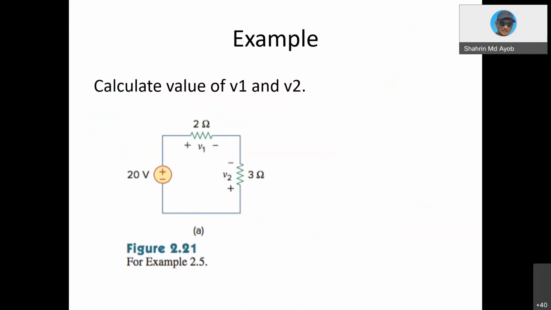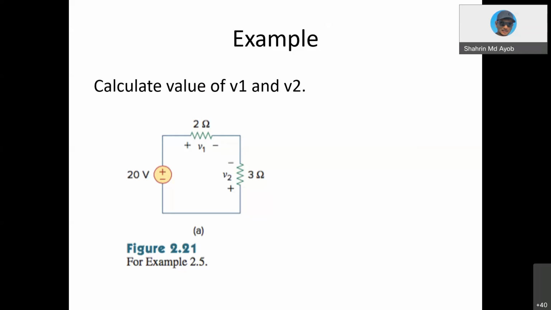So we have this example. Calculate, this one is quite tricky. Calculate the value of the voltage drop across the resistor V1 and the voltage drop of V2 that drops across the resistor 3. Please bear in mind that the current must enter the positive terminal of a resistor.